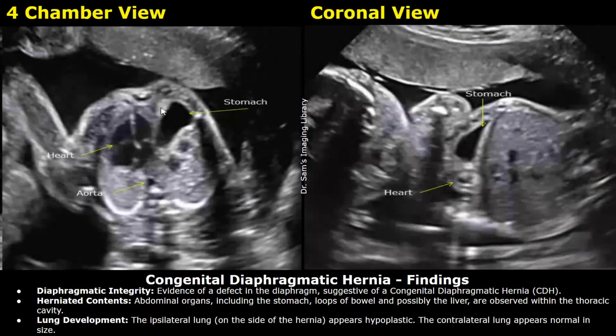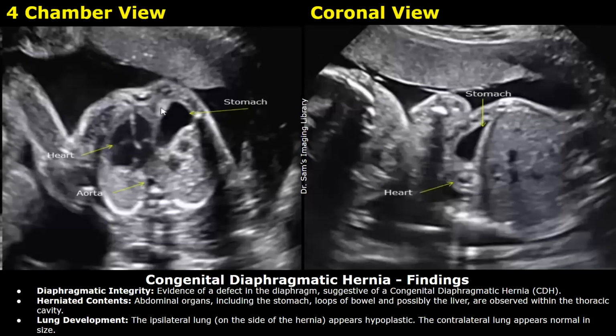This is a case of congenital diaphragmatic hernia. Diaphragmatic integrity: evidence of a defect in the diaphragm, suggestive of a congenital diaphragmatic hernia. Herniated contents: abdominal organs including the stomach, loops of bowel, and possibly the liver are observed within the thoracic cavity. Lung development. The ipsilateral lung on the same side of the hernia appears hypoplastic. The contralateral lung appears normal in size.